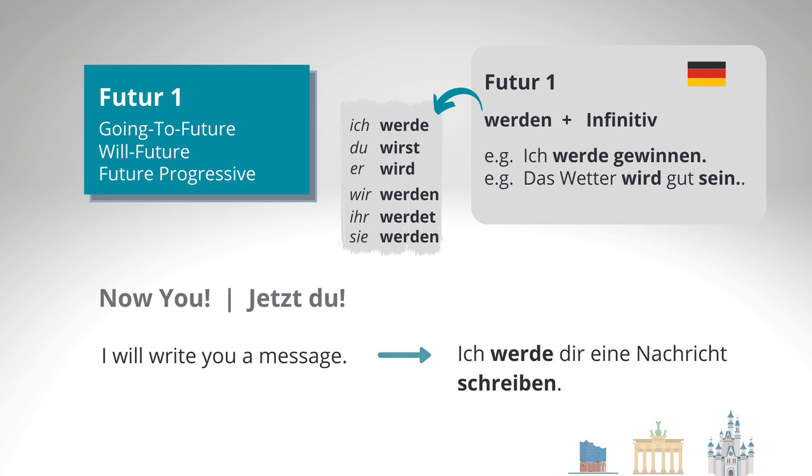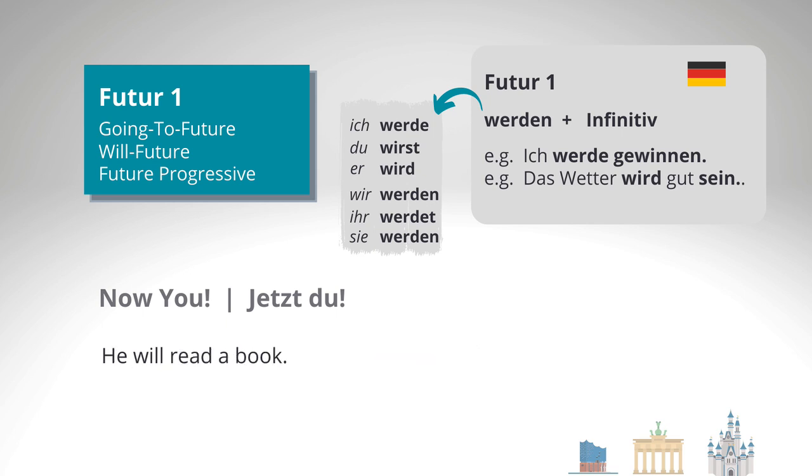I will write means ich werde schreiben, and as we just learned, the infinitive is at the end of the sentence. The rest of the sentence, you a message, dir eine Nachricht, in German is squished in between werde, our Hilfsverb, and schreiben, our infinitive. Ich werde dir eine Nachricht schreiben. Don't worry, in terms of vocabulary I will give you some tips. So let's start with our first sentence.